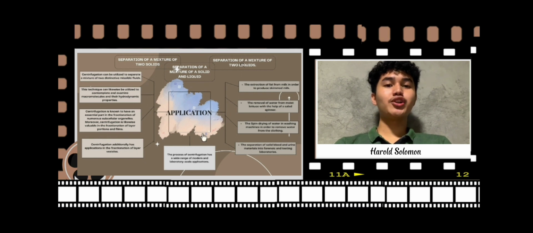First is the separation of a mixture of two solids. Here, a mixture of two solids can be separated from each other by using a solvent which will make one of the substances soluble in the solvent, thus separating the two substances. For example, a mixture of sugar and sand can be separated by using water as a solvent, as sugar is soluble in water and sand is insoluble in water.